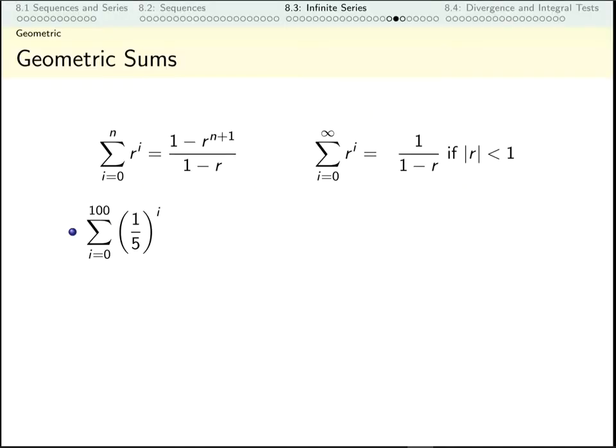Let's think about some more examples. This is what you could call a partial sum. It's a finite series. Rather than add up 100 things, I can use this partial sum formula up here. In this example, r is a fifth, n is 100, so my power is 101.